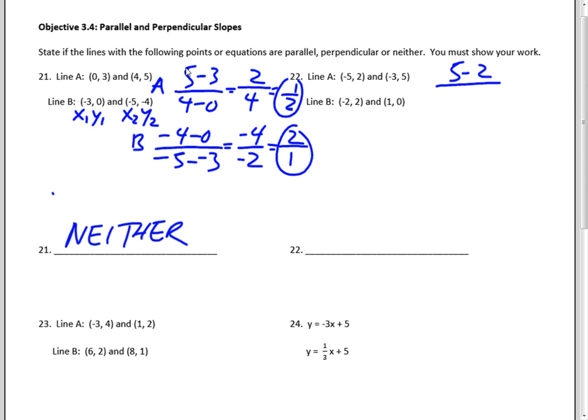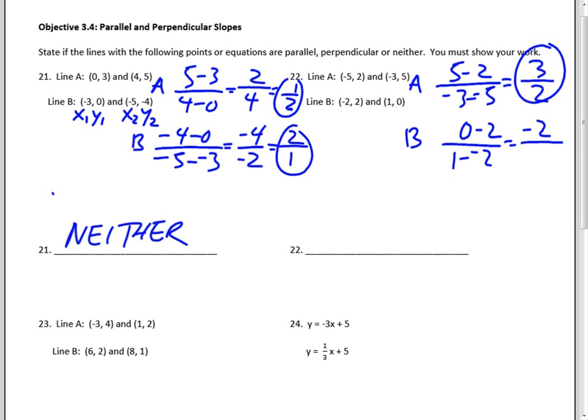5 minus 2. Negative 3 minus a negative 5. That gives me a 3 over a positive 2. So that's a positive fraction, positive slope. For B, I'm getting 0 minus 2, 1 minus a negative 2. That's negative 2 over 3. Well, that's not a negative over a negative. That's just a negative over a positive. That's negative. What does that look like to you? Perpendicular. That's exactly what you need to see for a perpendicular situation.